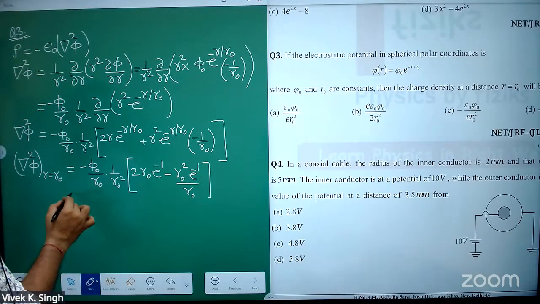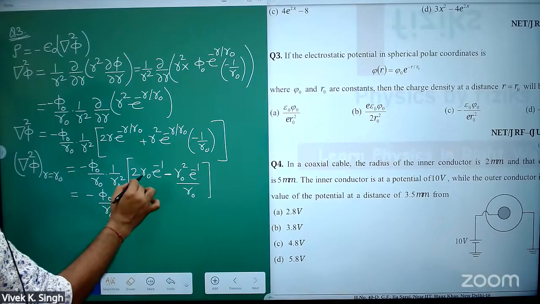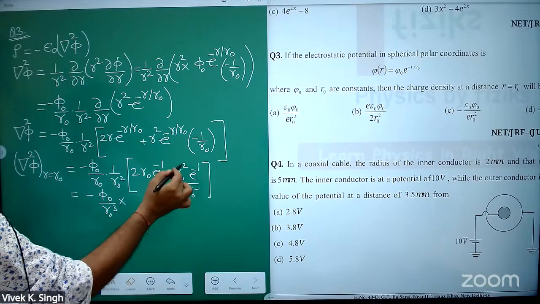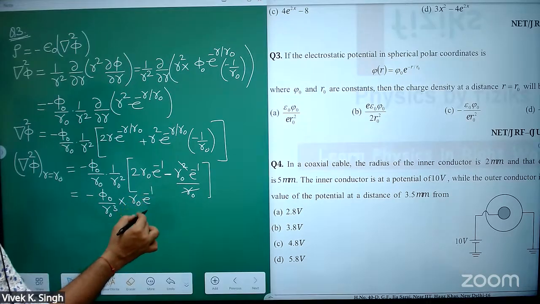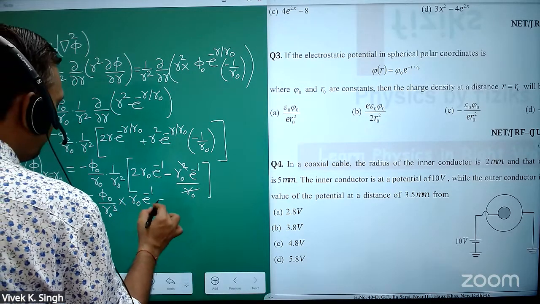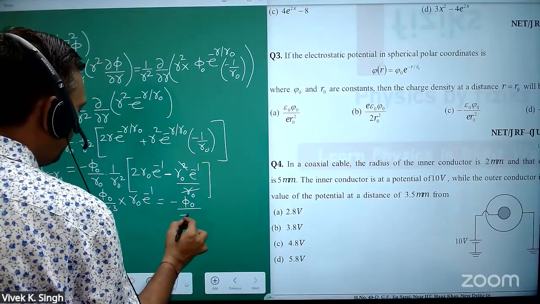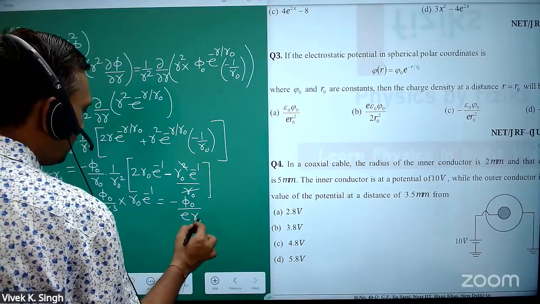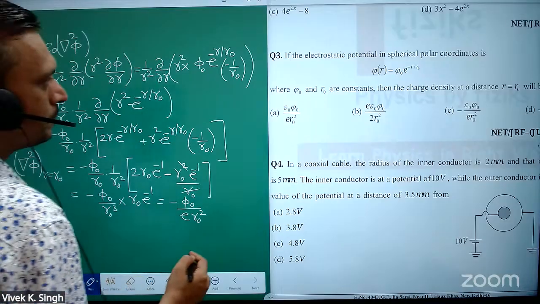So this becomes minus phi naught r naught cube, and this r naught will cancel out. This is r naught to the power minus 1. So that will give you minus phi naught by E R naught square.